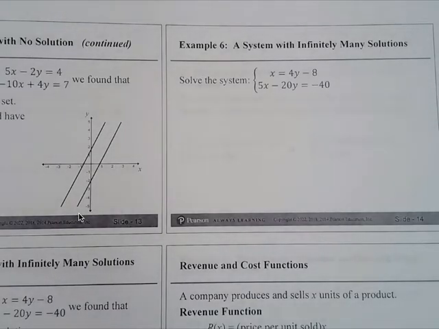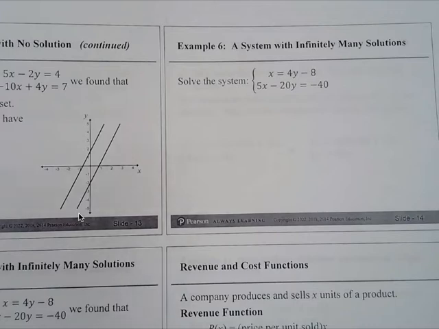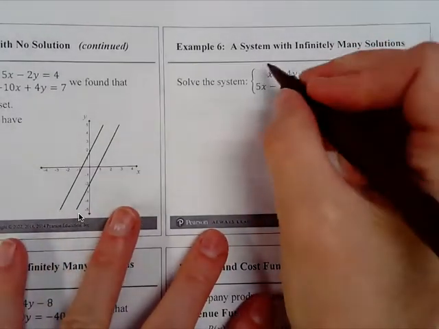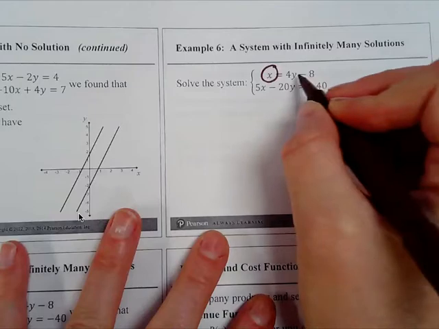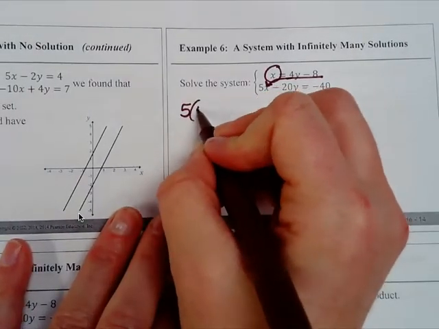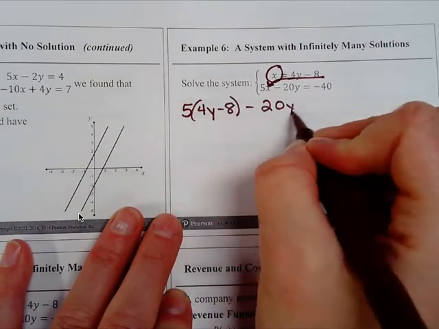How should we solve this one? Well, first, let's get everything on one side. Ooh, it'd be easier just to substitute. Yeah. We can substitute x. So this goes in for x. So it's going to be 5 times 4y minus 8 minus 20y equals negative 40.